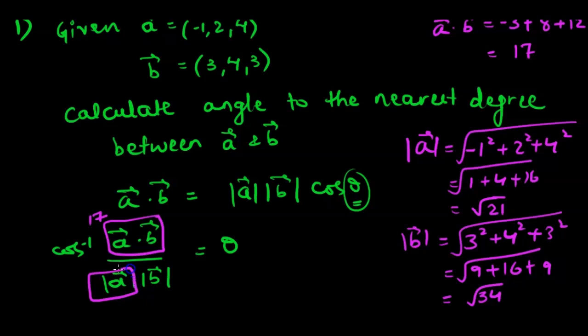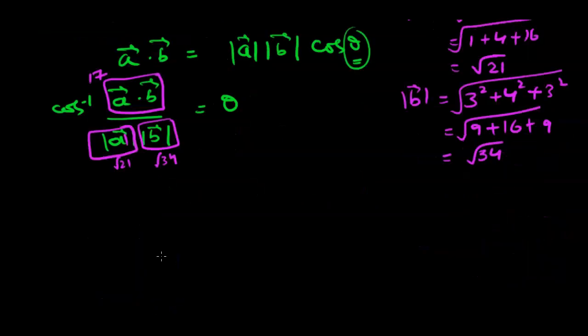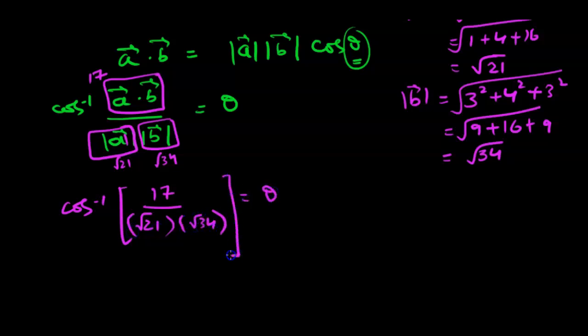Now we would substitute in everything that we have got. We've got the magnitude of vector A as square root 21, and the magnitude of vector B as square root 34. So let's put this all together. All we have to do is find cos inverse of 17 divided by square root 21 times square root 34, and that would give us angle theta. Let's put this all in the calculator and see what we get.